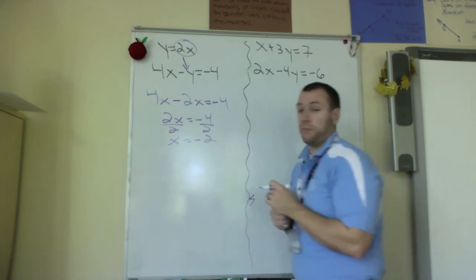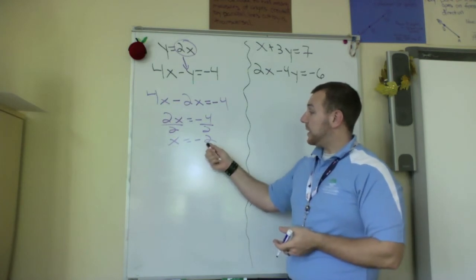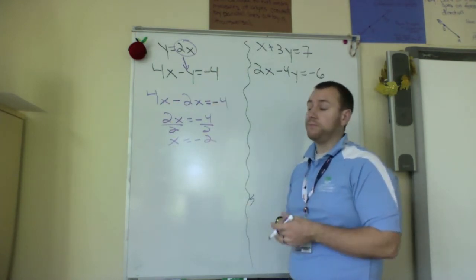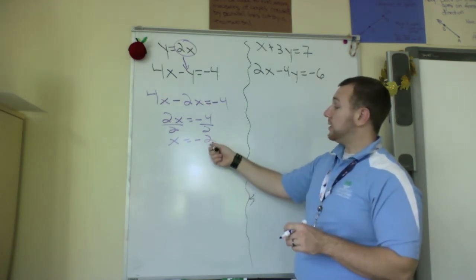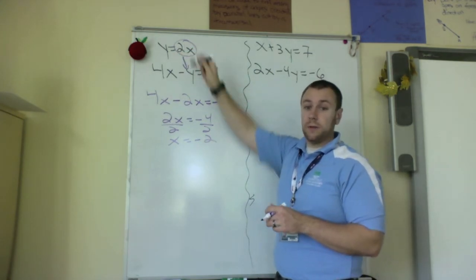X is negative 2. So now I've found my first part. Now I have to take this and plug it into one of these equations to solve for y. My suggestion, you'll get the same answer no matter what, is to take this negative 2 and plug it in here, because it's already y equals.